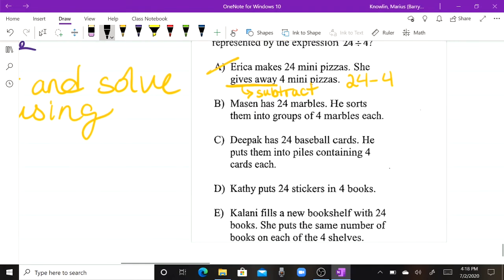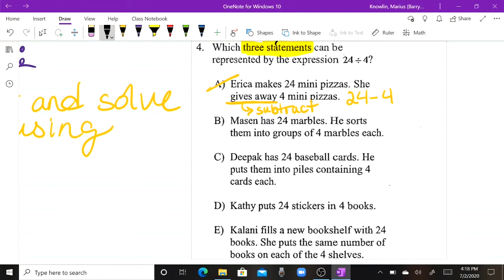Okay. Let's get back to answer choice B. It says Mason has 24 marbles. He sorts them into groups of 4 marbles each. Okay, well, when somebody sorts into groups, sorting groups is some form of division. So with that being said, this statement here would be written as 24 divided by 4. And that's the same as what they're asking for. So we know that that's one of our answers.